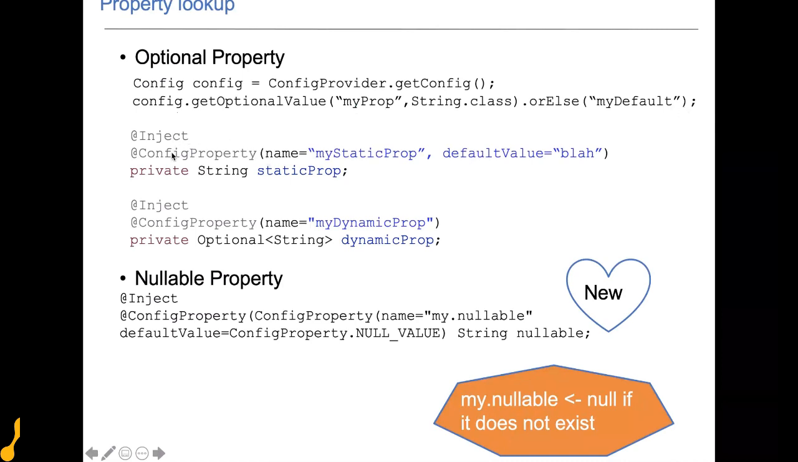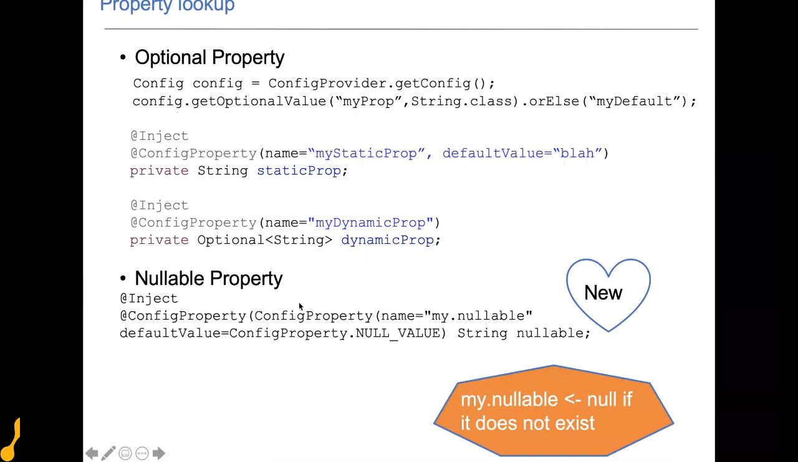The other way is to use the injection model. You use @Inject @ConfigProperty, with the name of the property being my static props, and if it doesn't exist, you will get the default. If it exists, you will get that value. Similarly, if you don't specify a default here, you can directly inject into an Optional, and then later you can call orElse to assign a default value for it.